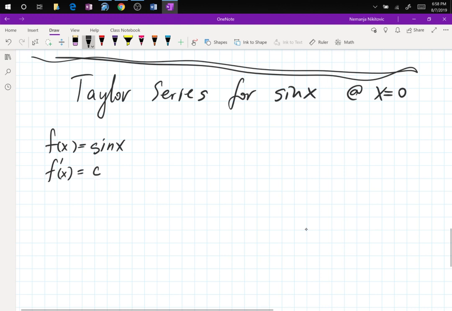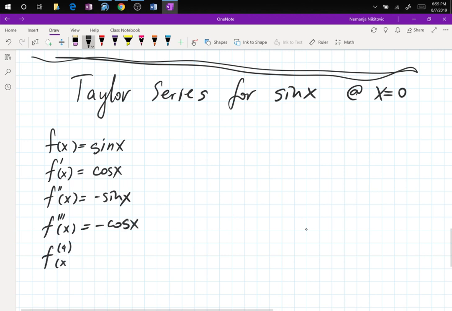And I'm going to take 5 derivatives. The derivative of sine x is cosine x. The second derivative is negative sine x. The third derivative is negative cosine x. The fourth derivative, this is where it changes notation, is again sine x. It cycles. The fifth derivative is going to be cosine x, and if you want to take 10 derivatives, it will keep cycling right through. Great.